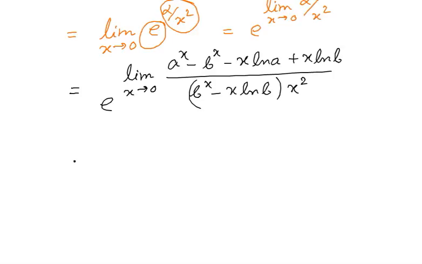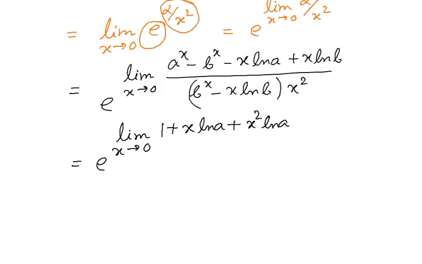Now when x is very small, we know that the expansion of a to the power x is going to help us here. A to the power x, if you expand, comes out to be 1 plus x ln a plus x square ln a square by factorial 2 plus the higher powers. This is the expansion of a to the power x.